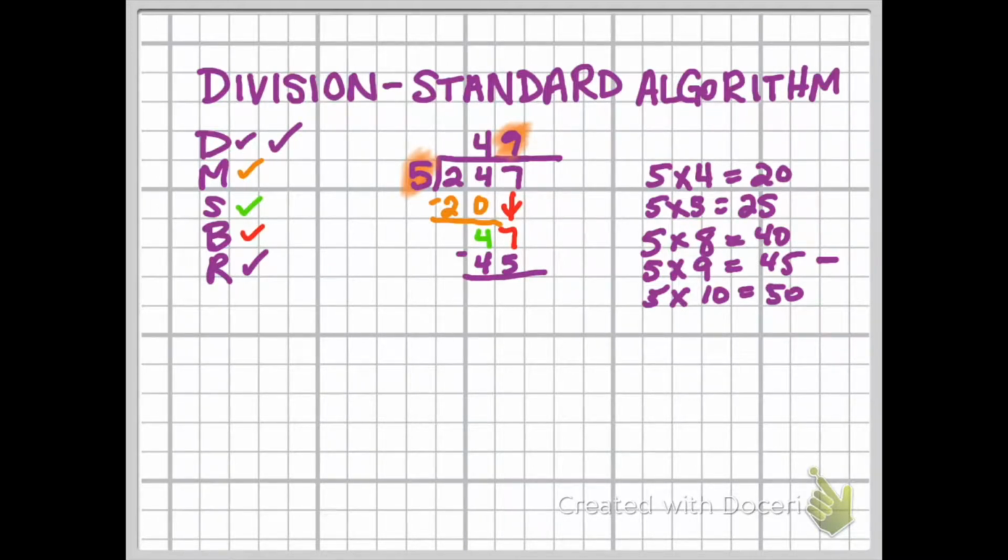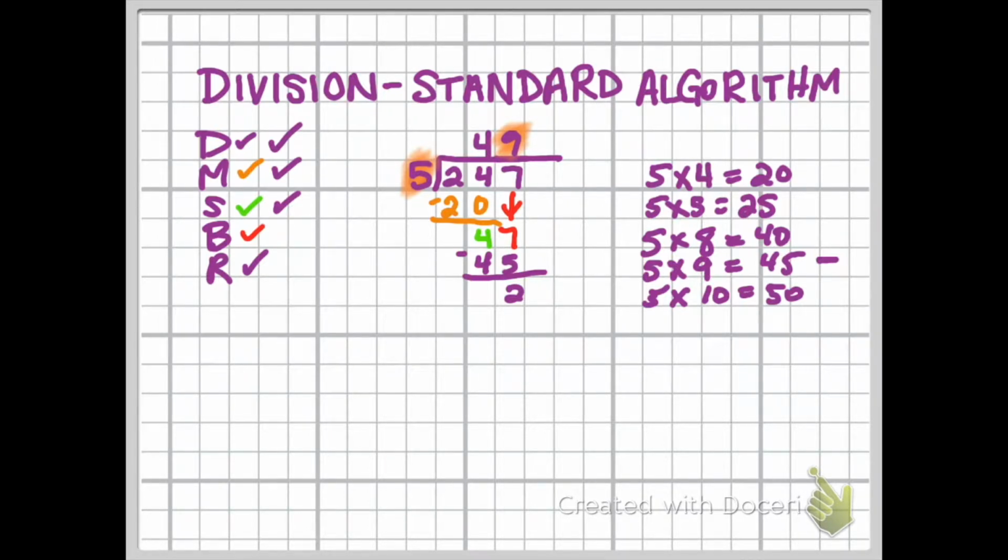Five times 9 is 45. And now I'm going to subtract. 47 minus 45 is 2. Now at this point, it's easy for us to say, we're done. And in the past, some people might have put an R for remainder and then wrote the 2 right after it. But we're not going to do that in today's lesson. We're going to either write it as a fraction or a decimal.